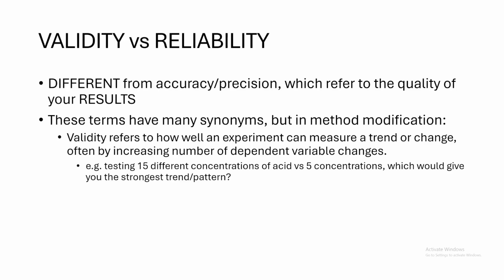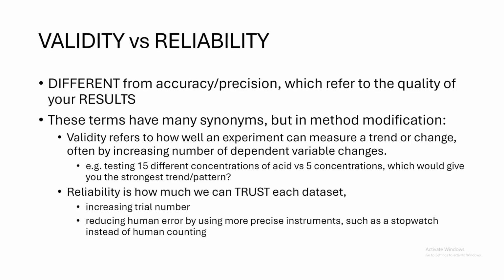So validity is referring to the trend and how well your experiment can truly represent the trend that you are measuring or testing on in your data. Now, reliability is how much you can trust each data set, or essentially trust each point in your data.